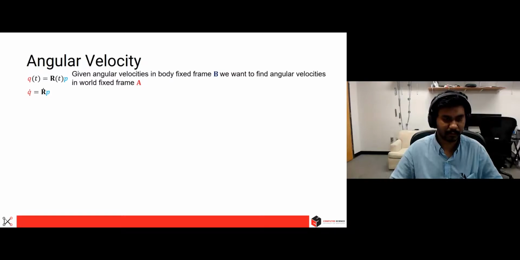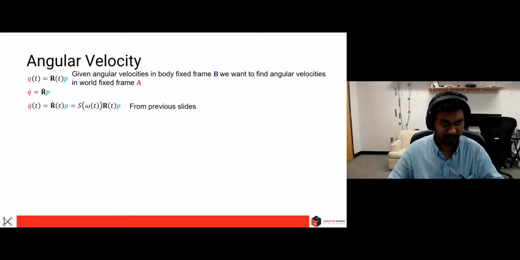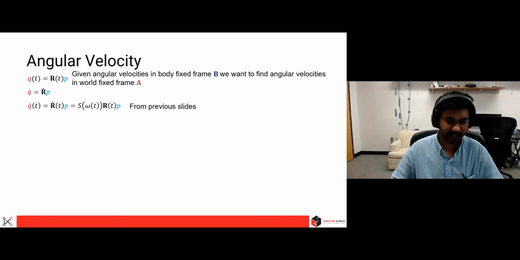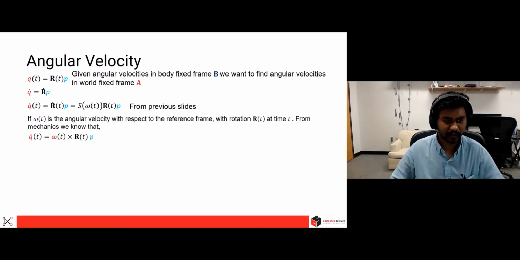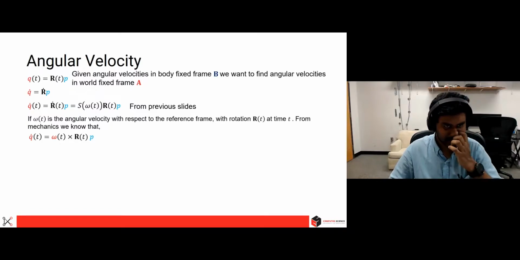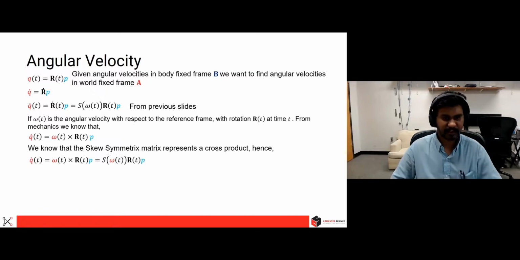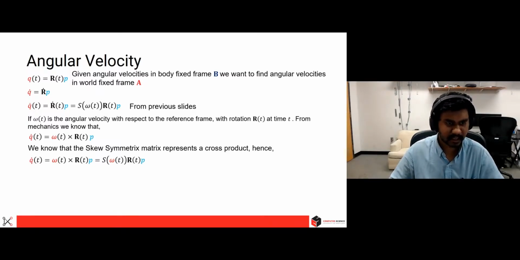So in essence, we want to find Q dot, which is R dot into P. From the previous slides, this can be written as the skew symmetric matrix of an omega vector into R into P, like we just discussed. If you don't understand this, please go back to the previous slides and come back to this slide again. So if omega of t is the angular velocity with respect to the reference frame, with the rotation R of t being a time variable rotation matrix fixed at the time t, from mechanics we know that Q dot is omega cross R into P, which is basically the same thing as what we wrote in the previous equation. We know that the skew symmetric matrix represents a cross product, hence Q dot is omega cross R into P, or S of omega into R into P.